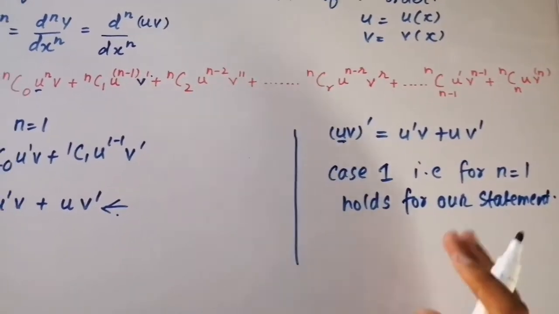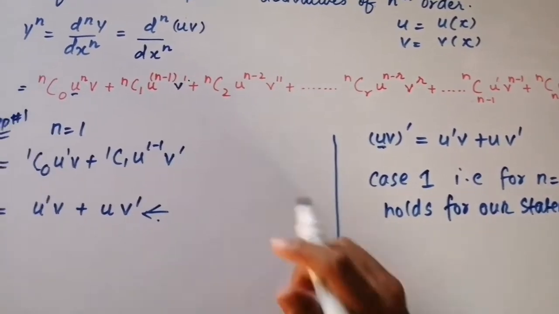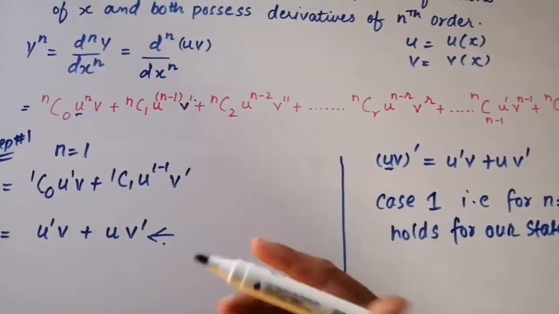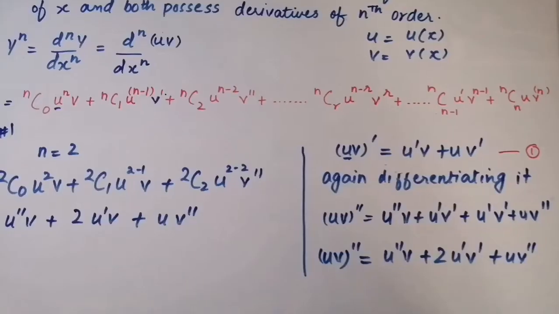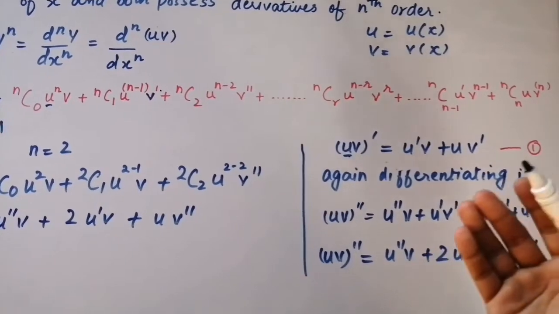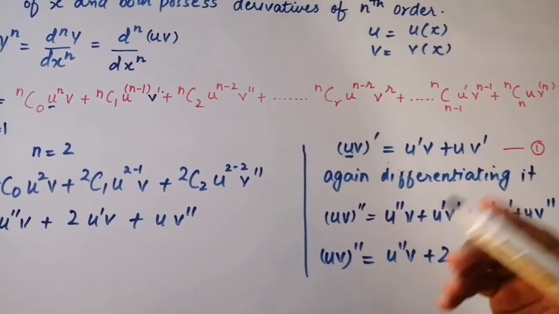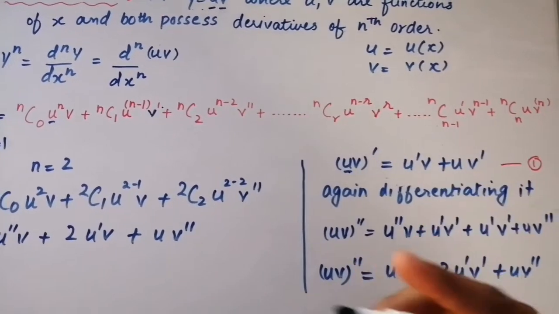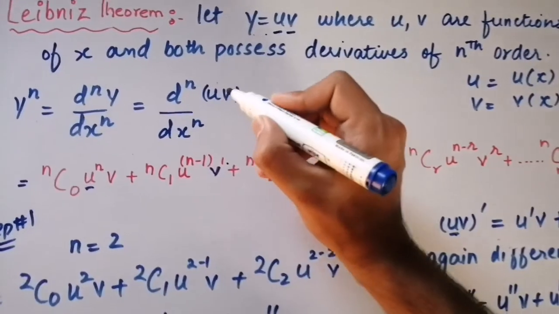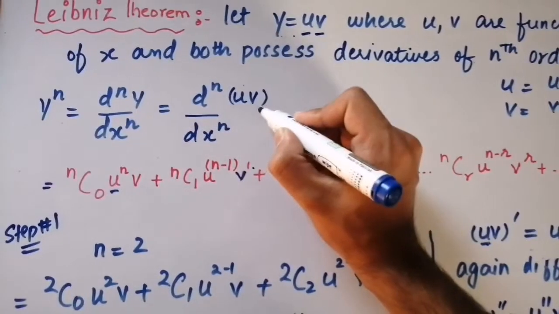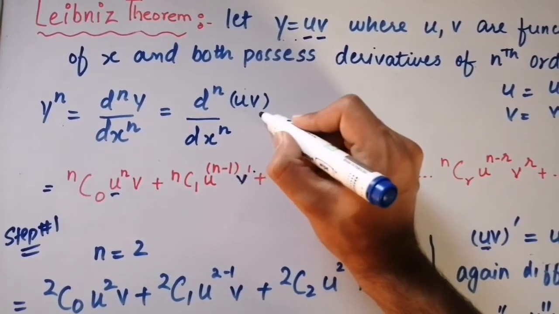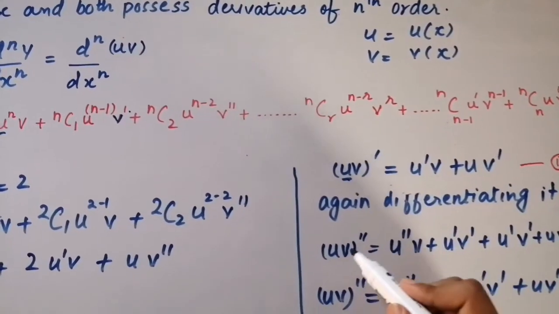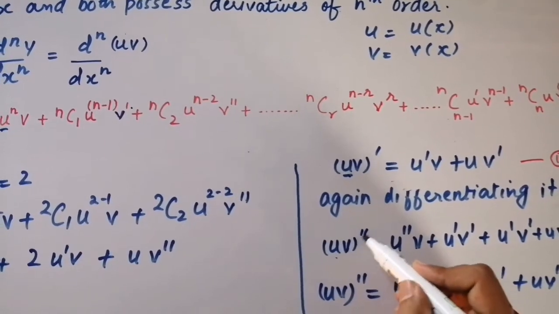Okay, now we are going to apply n equal to 2 here, and we are going to do similar steps again. So let's start for n equal to 2. In order to prove our case number 2, that is for n equal to 2, we are going to do similar steps that we did for case n equal to 1. Now we are going to differentiate it a second time, that is take the second derivative of it, and again we are going to write it as uv double prime. Double prime means second derivative.